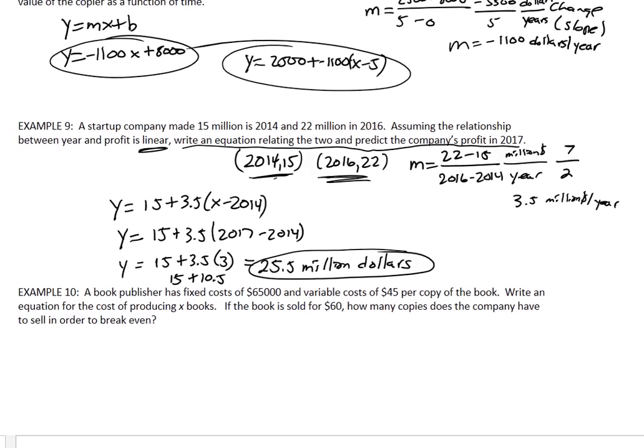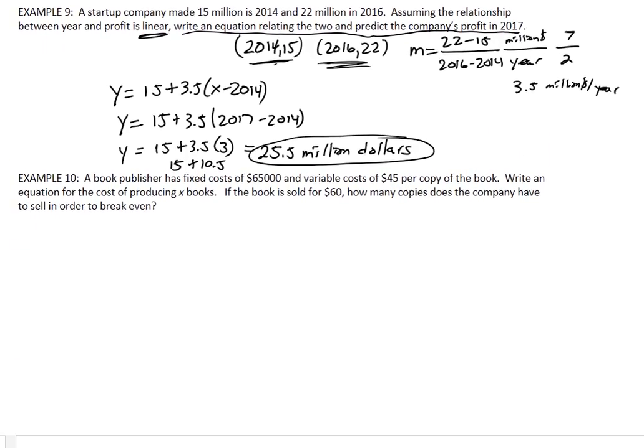A book publisher has fixed costs of $65,000 and variable costs of $45 per copy of the book. Write an equation for the cost of producing X books. If the book is sold for $60, how many copies does the company have to sell in order to break even? Okay, now this gives us different information. This does not give us 2 points. It tells us that it's fixed costs of $65,000 and variable costs of $45 per copy of the book.